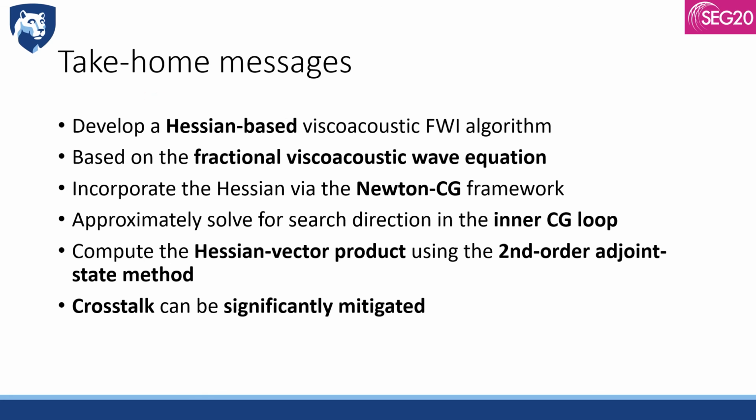Some key takeaways. In this study, we developed a Hessian-based viscoacoustic FWI algorithm based on the fractional viscoacoustic wave equation. This algorithm incorporates the Hessian via a Newton-CG framework. At each iteration, it uses an inner CG loop to approximately solve for the search direction. In particular, the Hessian-vector product in the inner CG iteration is provided by the second-order adjoint state method, and our preliminary results show that the crosstalk can be significantly mitigated.